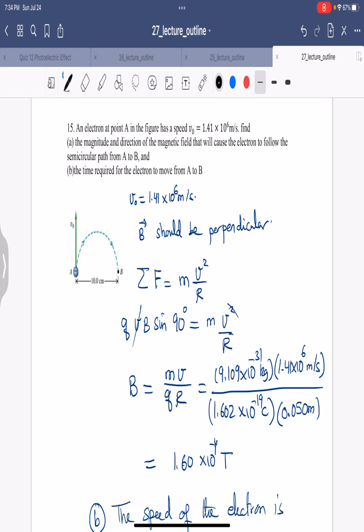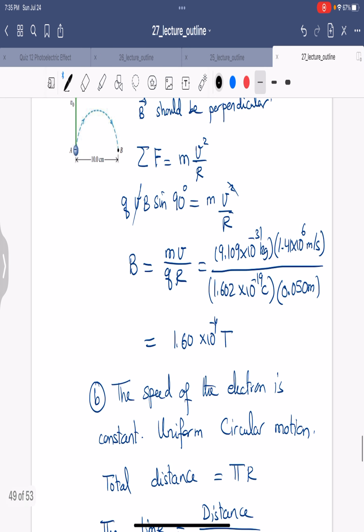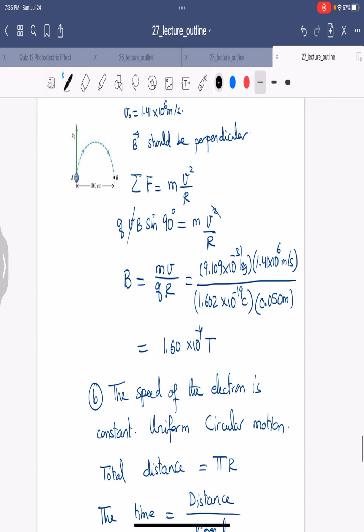Okay, here first, of course, we know that B should be perpendicular. Here I will say the net force should be equal to mv squared over r. And then that force is qvB sine 90 equals mv squared over r, because this object is moving in a circular orbit. Then I will be able to calculate B as 1.60 times 10 to the negative Teslas.